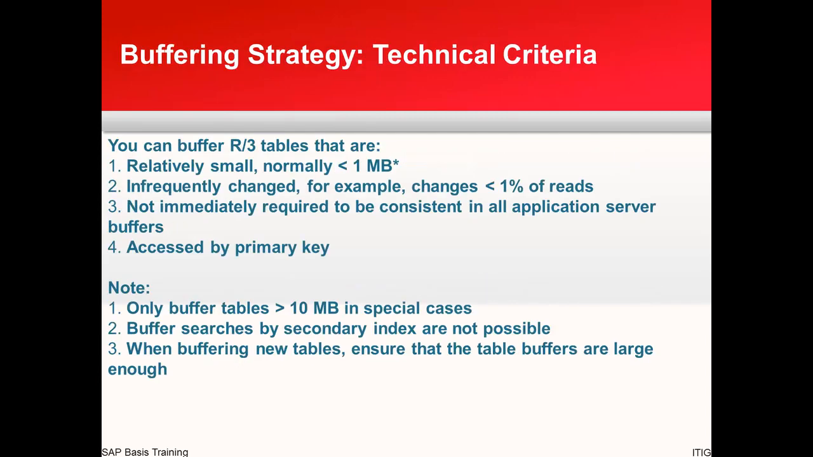Okay, now buffering strategy, that is technical criteria. You can buffer R3 tables that are relatively small, normally less than 1 MB. Infrequently changed, for example, changes is less than 1% of read. Not immediately required to be consistent in all applications, server buffer, and accessed by primary key. Note, only buffer tables greater than 10 MB in special cases. Buffers searched by secondary index are not possible. When buffering a new table, ensure that the table buffers are large enough.